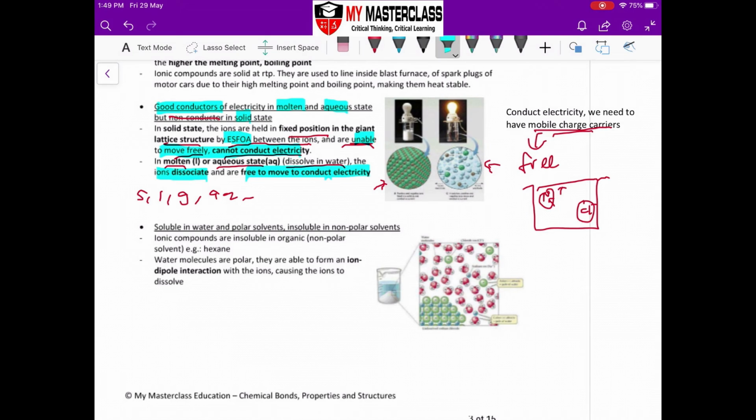Remember, ionic compounds cannot conduct electricity in solid state, but they can conduct electricity in aqueous state or molten state. Molten state, why is it so? It's because the ions are going to be sliding in layers. When you're sliding, it's quite free. They can act as charge carriers to conduct electricity.